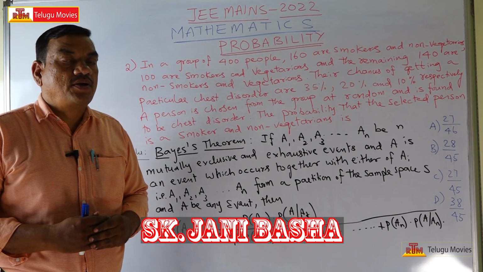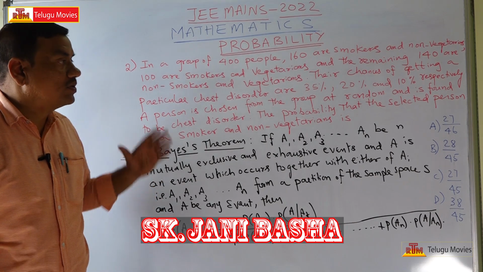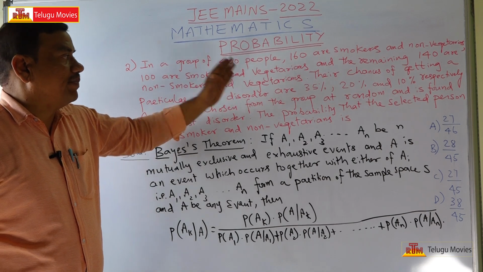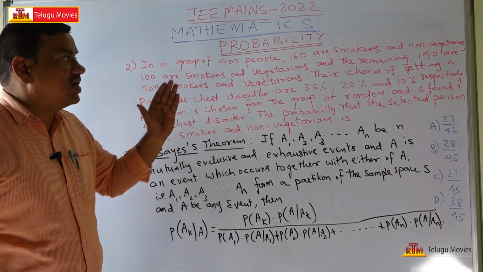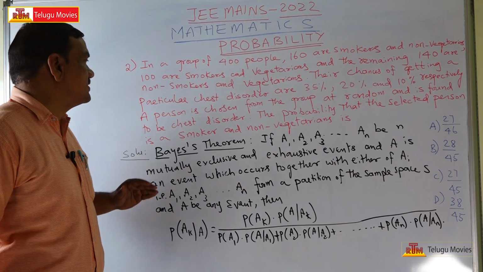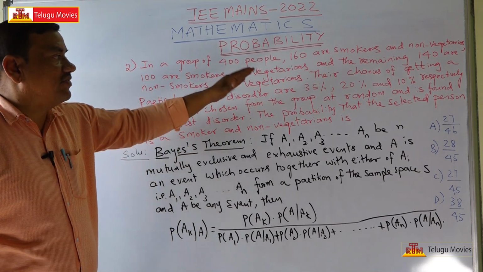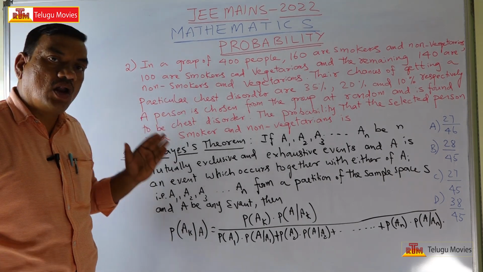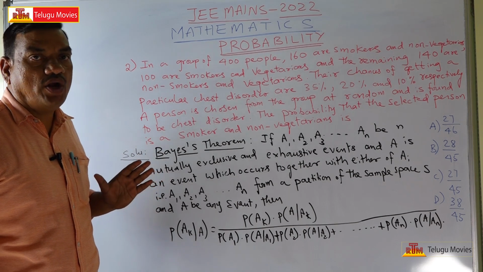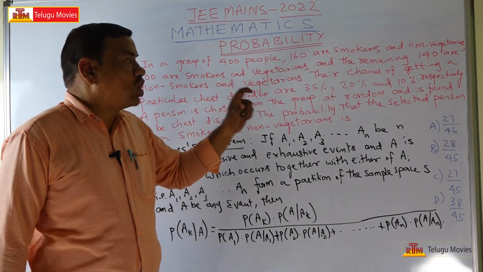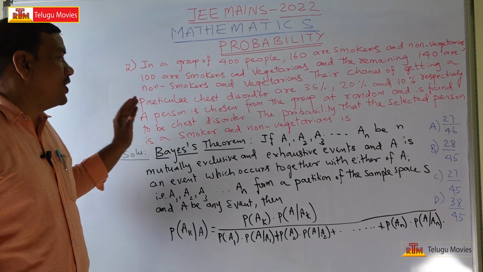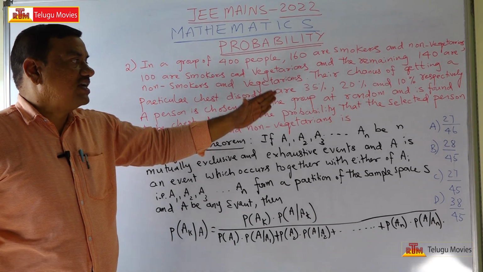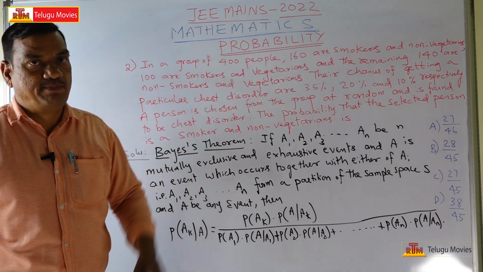So dear students, welcome to our second problem. First I will read the problem. Please see. In a group of 400 people, 160 are smokers and non-vegetarians, 100 are smokers and vegetarians, and the remaining 140 are non-smokers and vegetarians. Their chances of getting a particular chest disorder are 35%, 20% and 10% respectively.